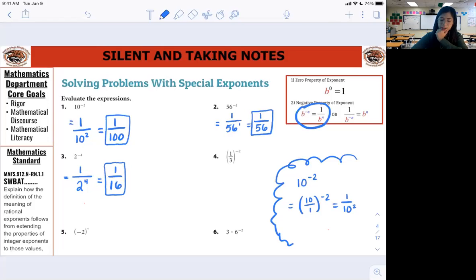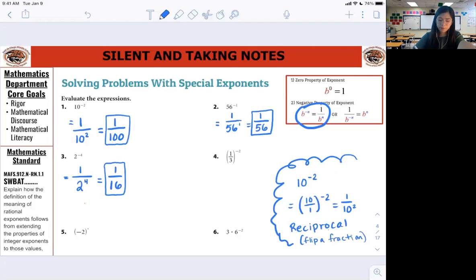Okay, so I'm going to go ahead and write it down. That key word is the reciprocal. You might have heard it. Reciprocal is when you flip a fraction. So that's what happened in number 1, number 2, and number 3, right? We started with a whole number. Well, that whole number can be written over 1 as a fraction. And when you do a negative exponent, we flipped it, we have the reciprocal. So the same thing happens in number 4.